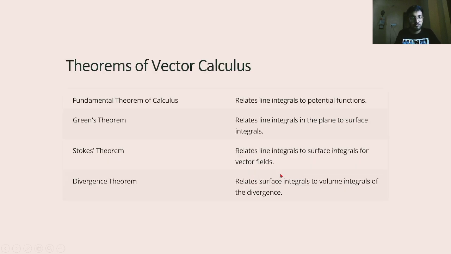Next, we have theorems on vector calculus. The fundamental theorems are Green's theorem, Stokes' theorem, and the divergence theorem. First, Green's theorem relates line integrals in the plane to surface integrals. Stokes' theorem relates line integrals to surface integrals for vector fields. The divergence theorem relates surface integrals to volume integrals of the divergence of the field.